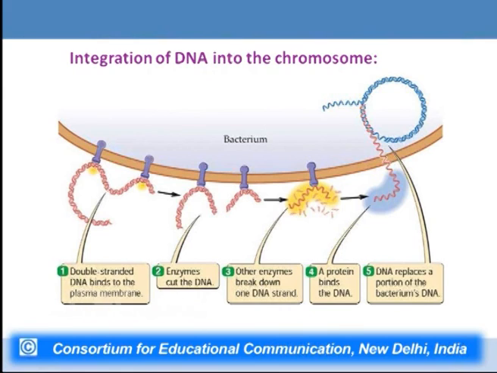So, this particular figure shows what exactly happens during transformation. The double-stranded DNA binds to the plasma membrane, and this double-stranded DNA is cleaved. One of the strands is cleaved, and the other complementary strand is uptaken into the cell through the receptor, and this strand is then recombined with the chromosome of the host by using machinery which helps in cutting the host chromosome and insertion of this single-stranded DNA.